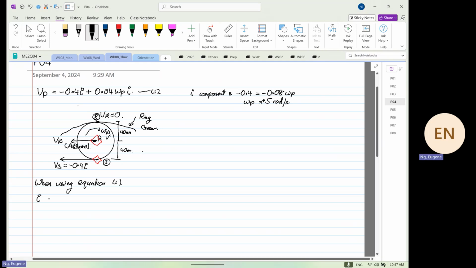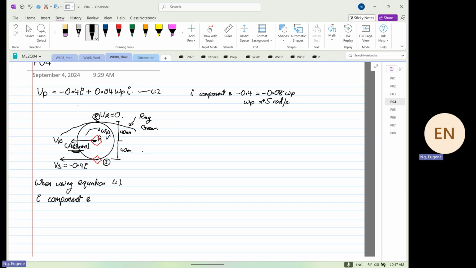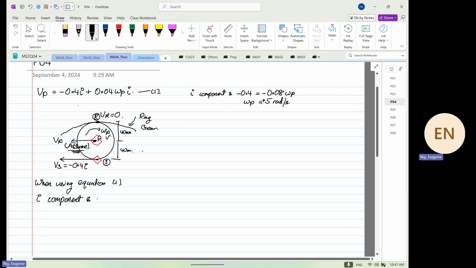In the i component, we know that Vp, because we assume that it's going towards the left, is correct. We assume. So when that's the case, we write minus Vp is equal to minus 0.4 plus by 0.04, and then we put in omega p.